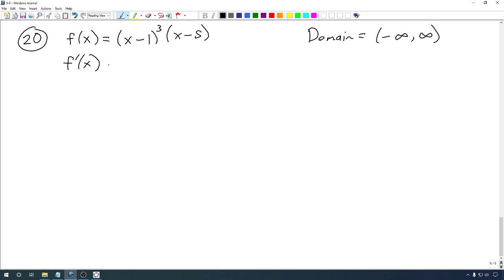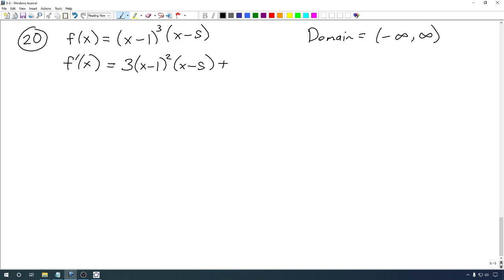I'm going to use the product rule, and I'm also going to have to use the chain rule or the general power rule. So I take the derivative of this first factor that includes the cube. We have something to the third power. I'm going to take 3 times that same thing to the second power times the derivative of the inside. Well, the derivative of x minus 1 is just 1, so I don't even have to multiply by anything there. But I do need to multiply by the other factor as it already is. So that's the first term: 3 times (x minus 1) squared times (x minus 5).